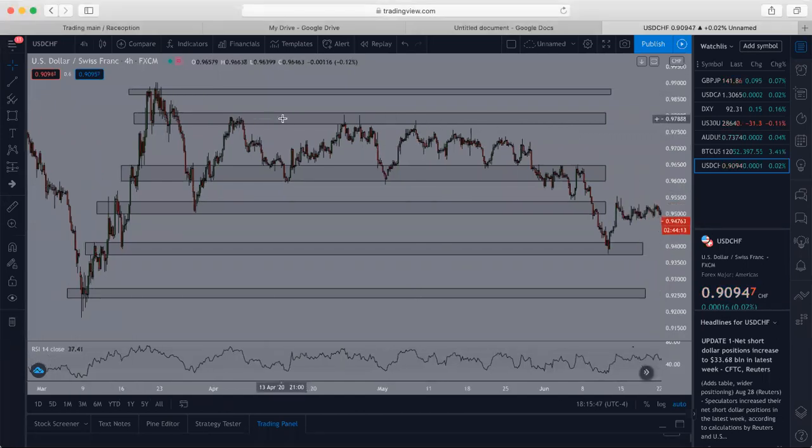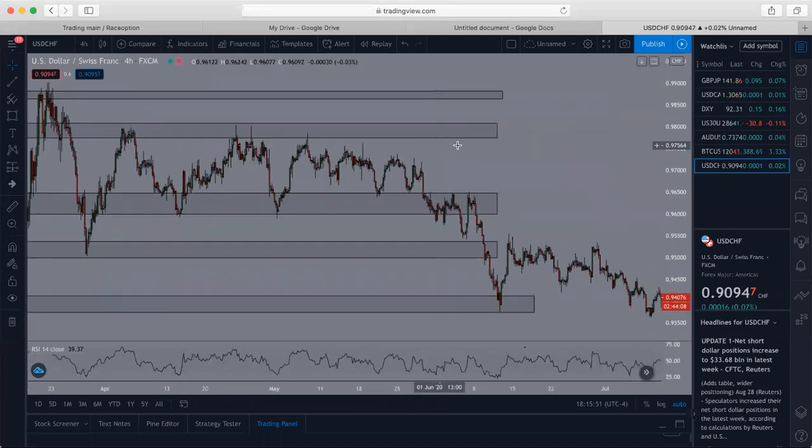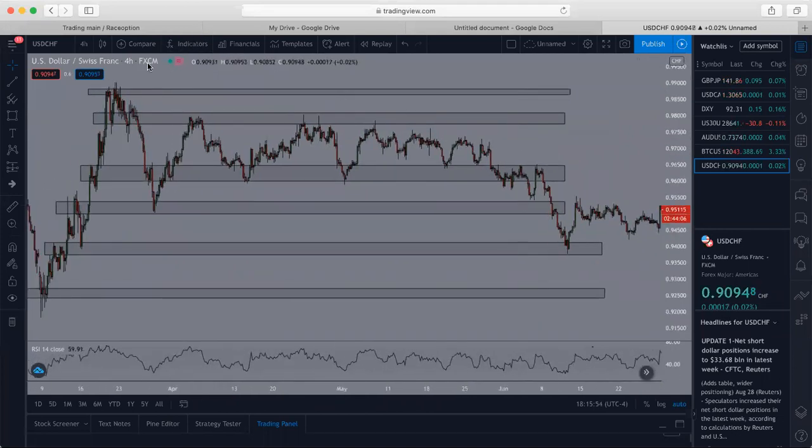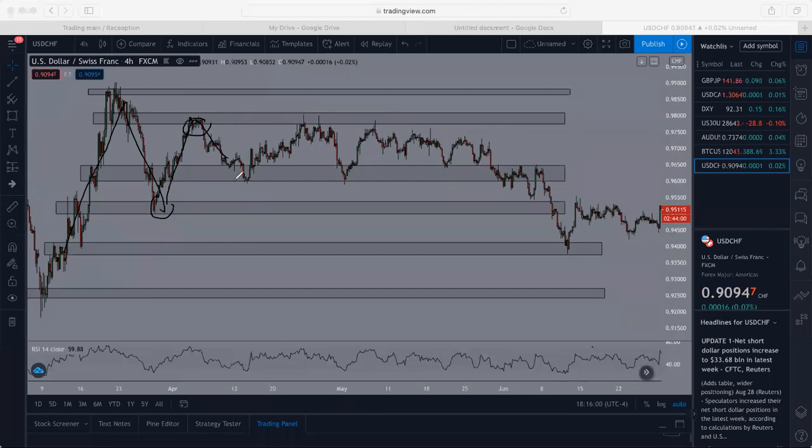I try and look for a few touches, but as you can see, even if we go down there, it's still being respected, right? So this came up, rejected this zone, came up, rejected here, came to the same zone, rejected, same zone. It was kind of just bouncing around, honestly.